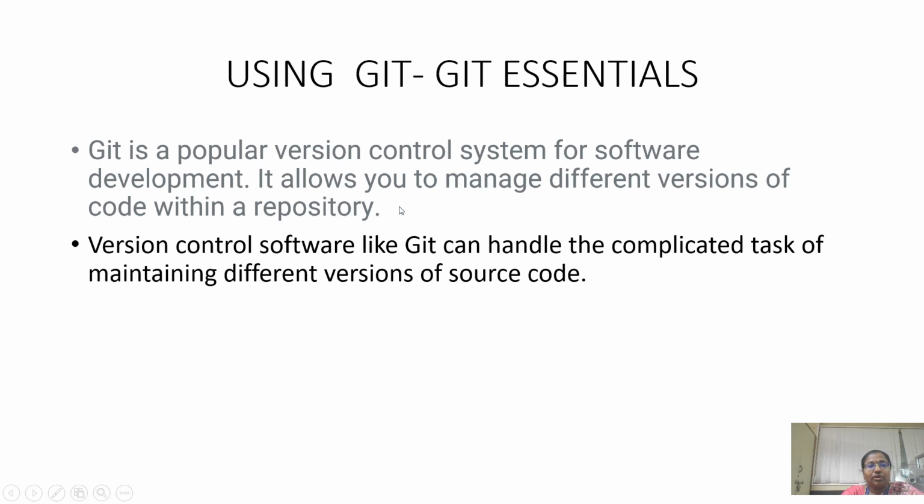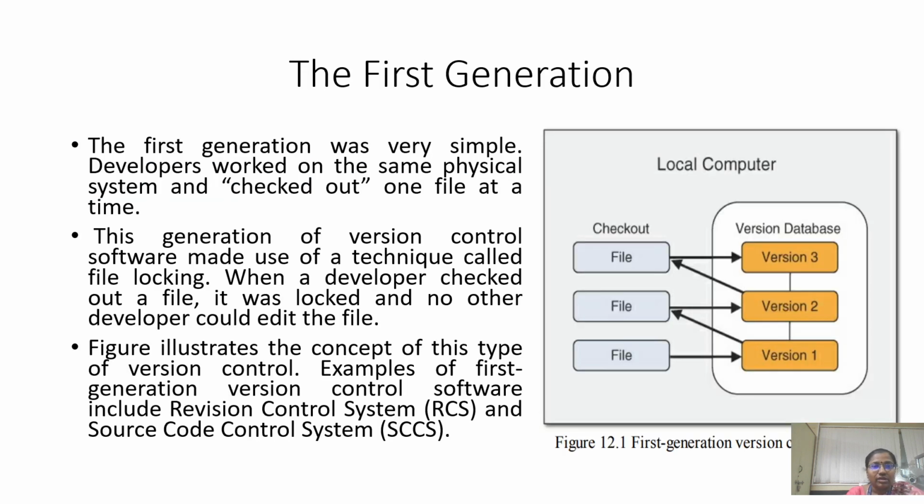So Git is a popular version control system for software development. It allows you to manage different versions of code within a repository. So version control software like Git can handle the complicated task of maintaining different versions of source code.